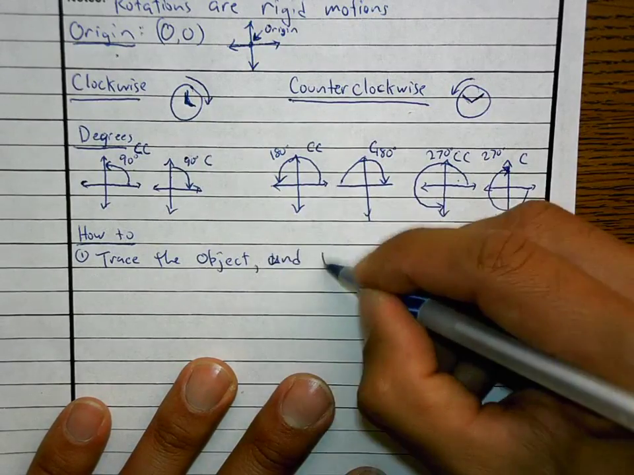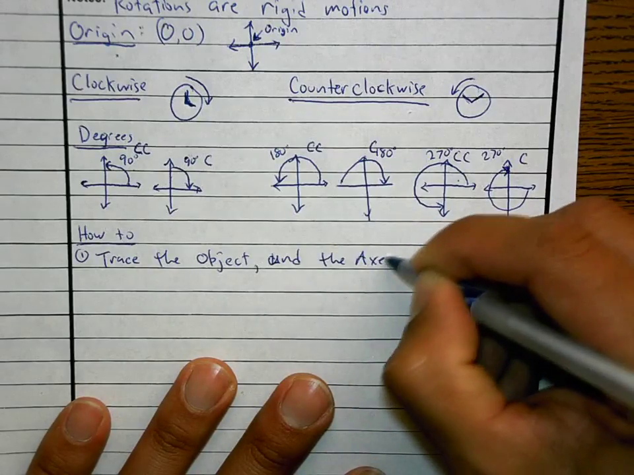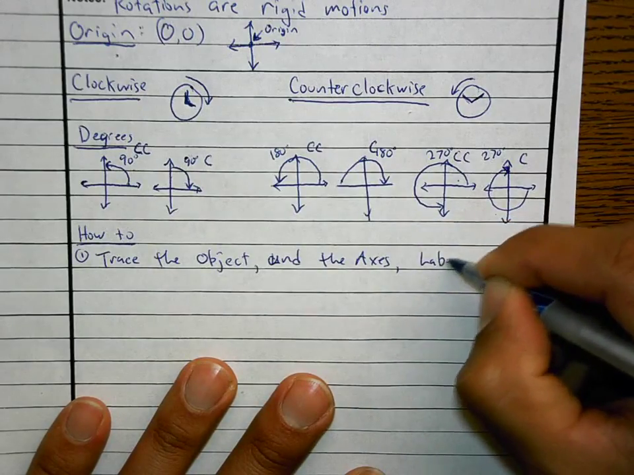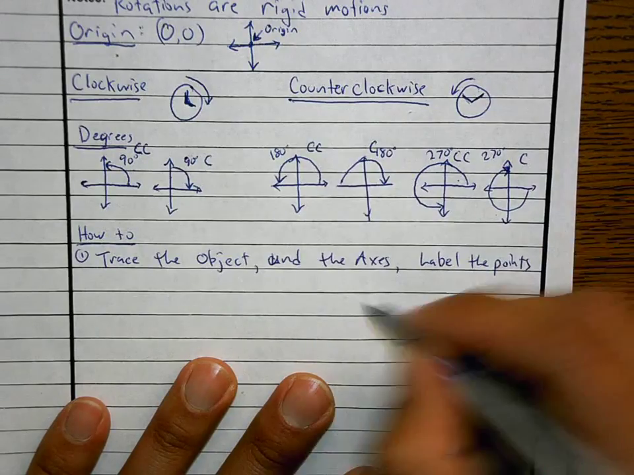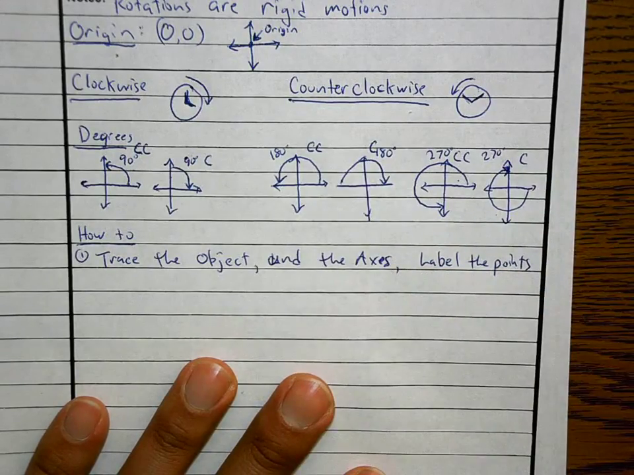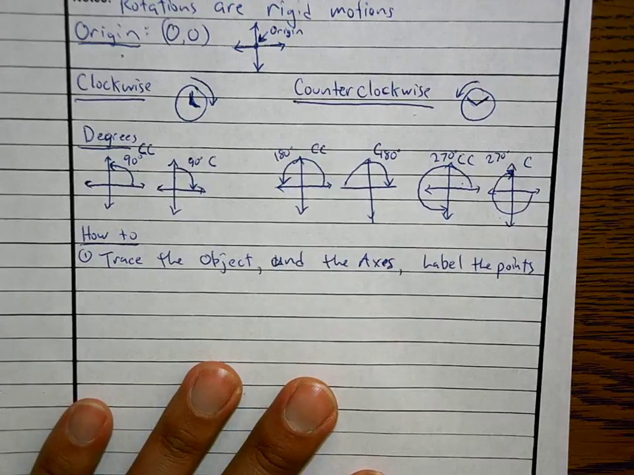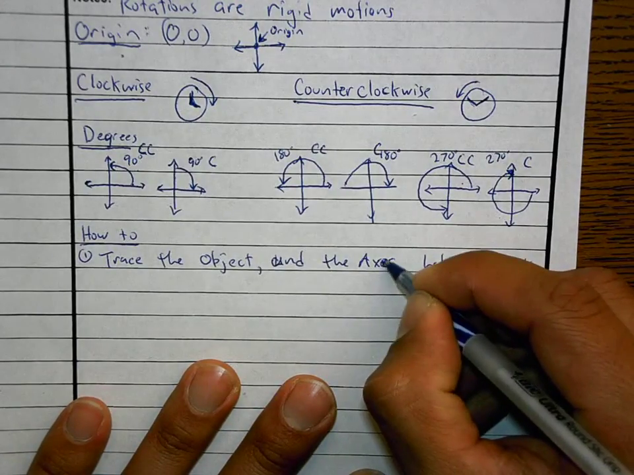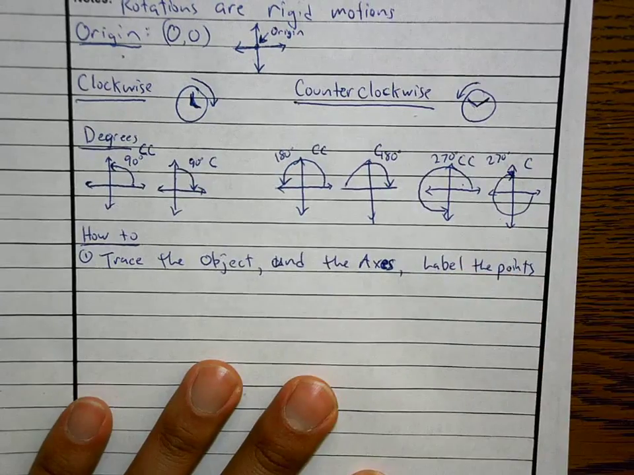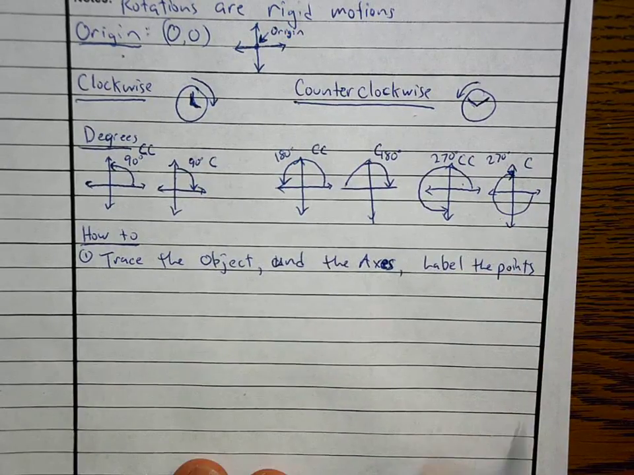And the axes. Label the points. Trace the object and the axes, A-X-E-S. Trace the object and the axes and label the points.